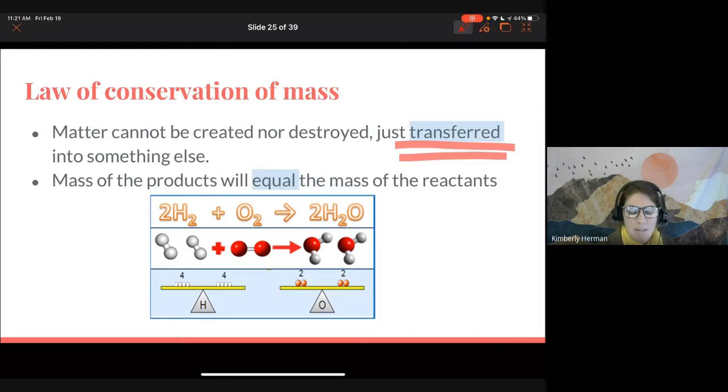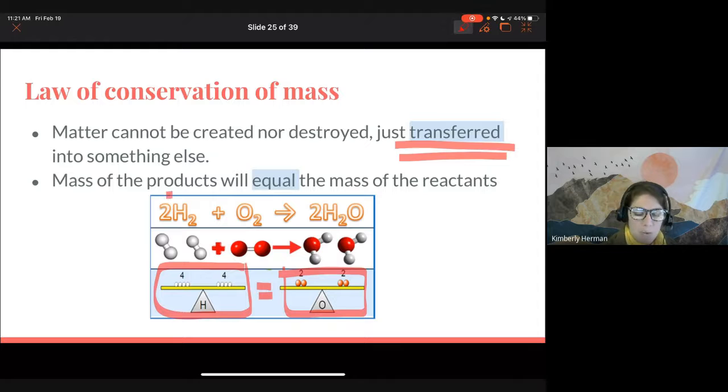Now, the key is that the whole reason we balance is that we want them to equal out from our reactant side to our product side here. And you can see that it's a little like a scale, that if we have 4 H's on our reactant side, we need 4 H's on our product side. The same way for it.